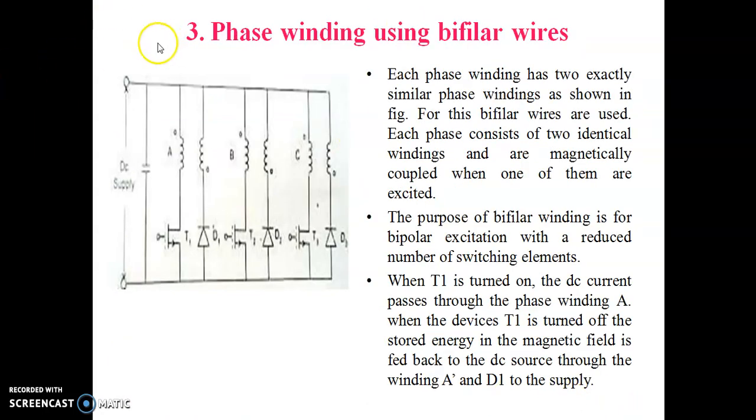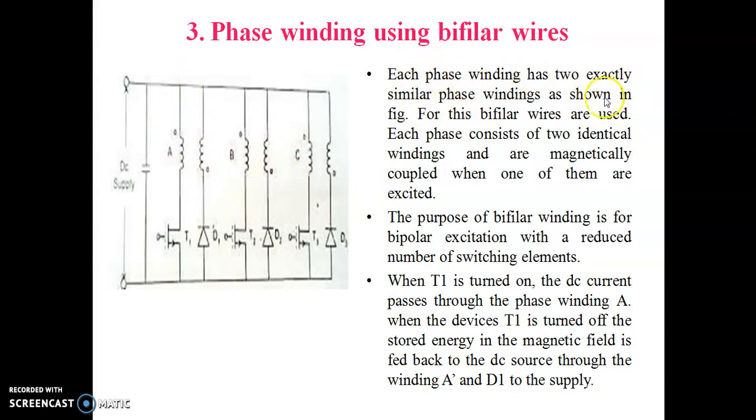Now, in order to avoid the drawbacks in the previous type, we are going for the third type. The third type is nothing but phase winding using bifilar wires. Now, these windings are marked in the bifilar type. That is, the A winding is split as A and A dash. Similarly, B is split as B and B dash. Both are magnetically coupled. Similarly, C is also split as C and C dash. Both are magnetically coupled. And we have a dot representation for current entry.